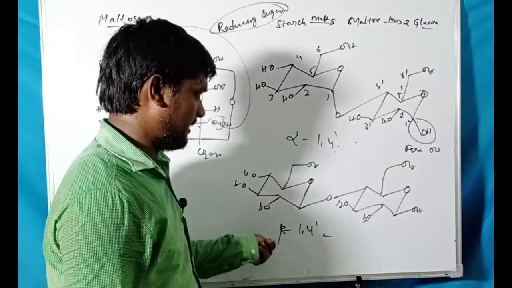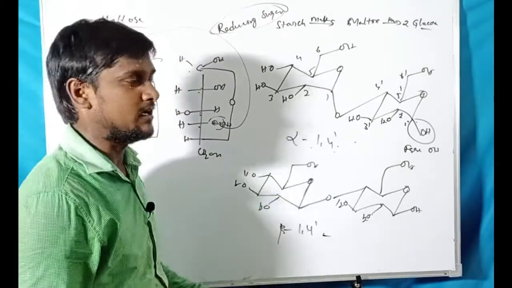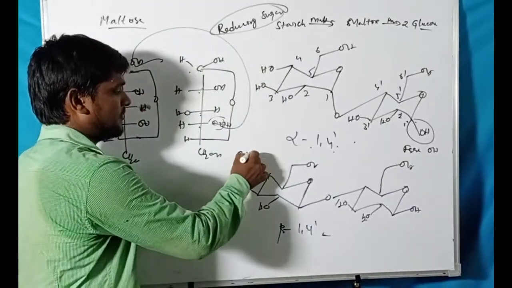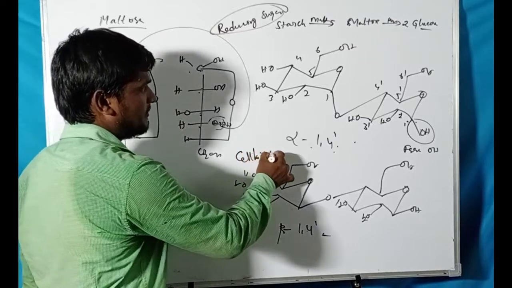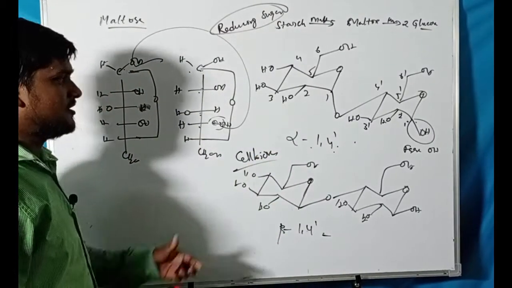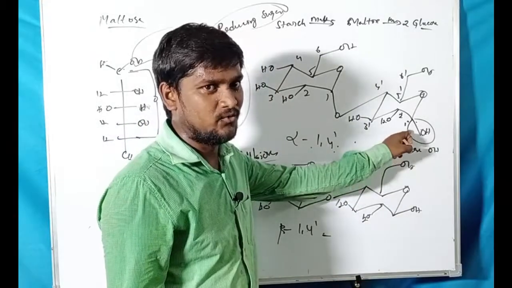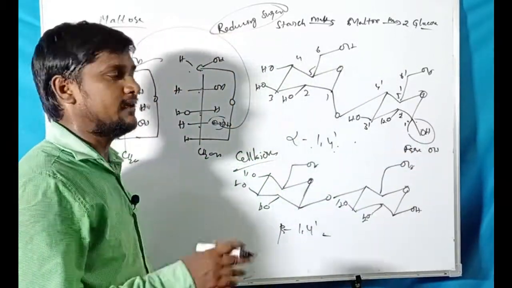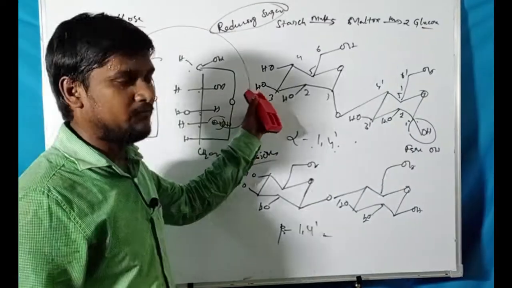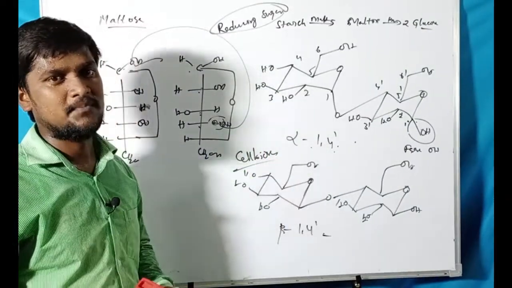So here it forms two types of isomers. One is alpha and another one is beta. So the beta isomer is called cellobiose. Okay, so this is called cellobiose. So these are the two examples. Due to the exact position of the OH, it is classified into two types: one is an alpha isomer, and another one is a beta isomer.